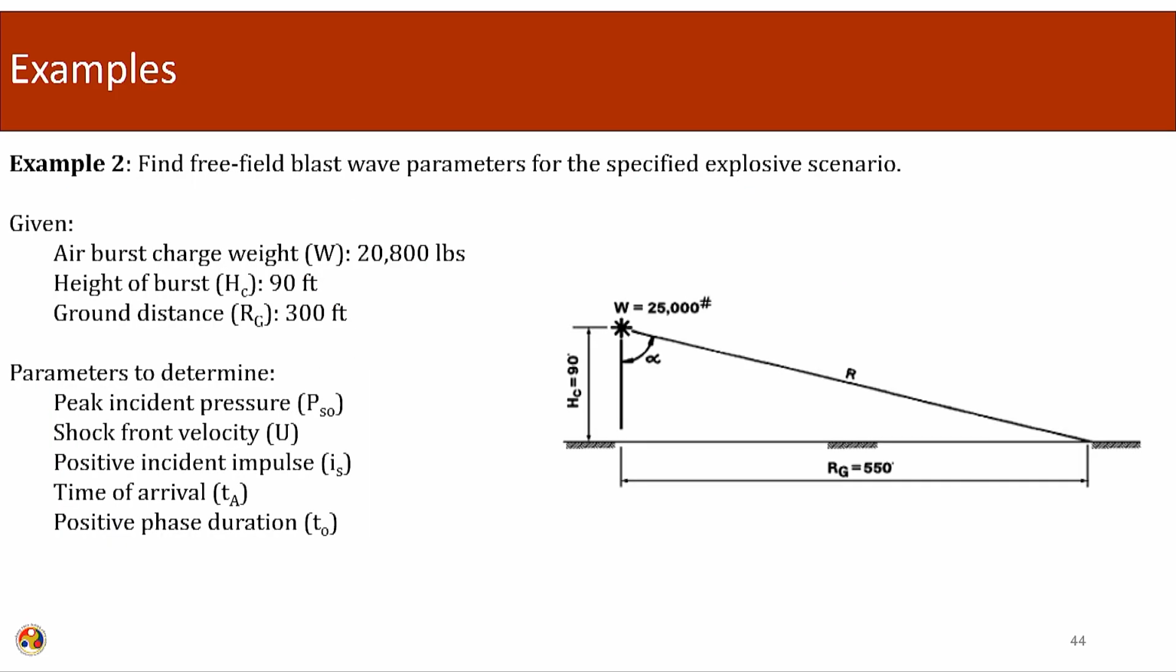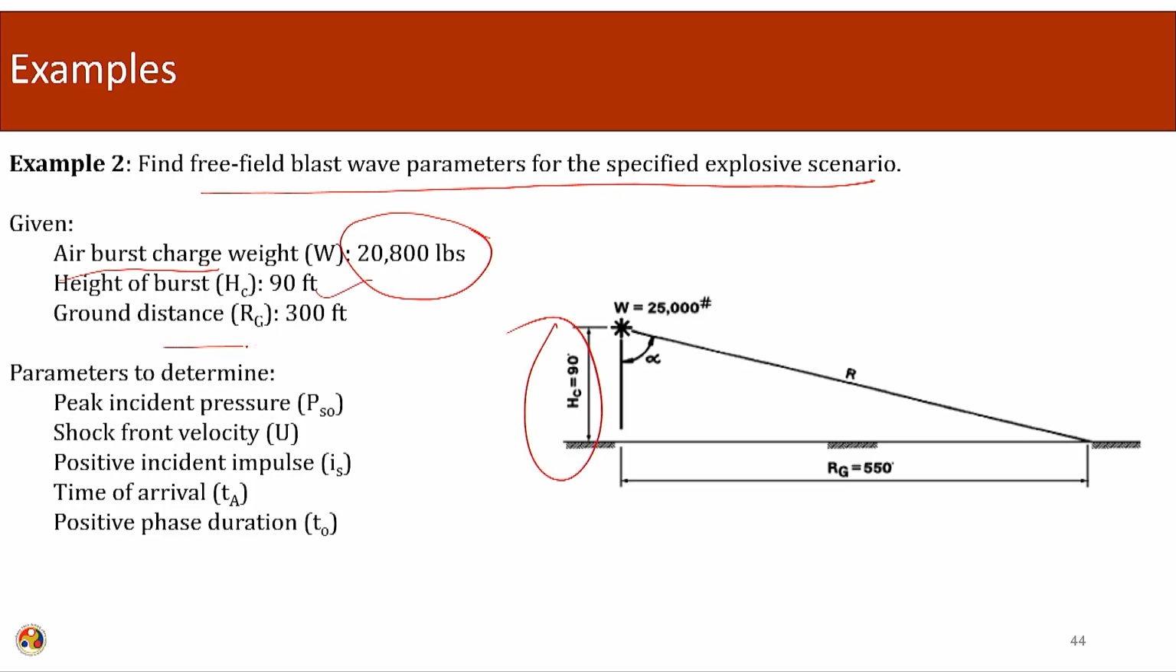We will move to the next example. In the next example we have to find the free field blast wave parameters for the specified explosion scenario. This is the weight of the burst. It is being considered as an air burst. This is the height of the burst, and this is the ground distance. Then we are asked to calculate the different parameters.